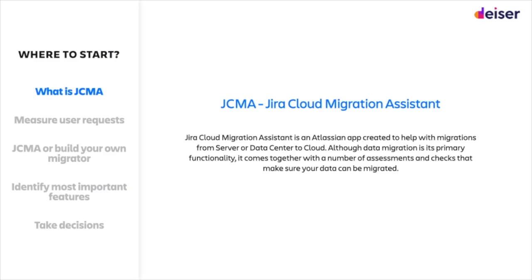Okay, thank you. Before starting, I would like to put ourselves in the same context. What is the JCMA? What does JCMA mean? It's the Jira Cloud Migration Assistant. It's an Atlassian app that allows customers and solution partners to move data from data center and server to cloud. And as vendors, as developers, you can include your data, you can include your apps configuration into the Jira Cloud Migration Assistant.